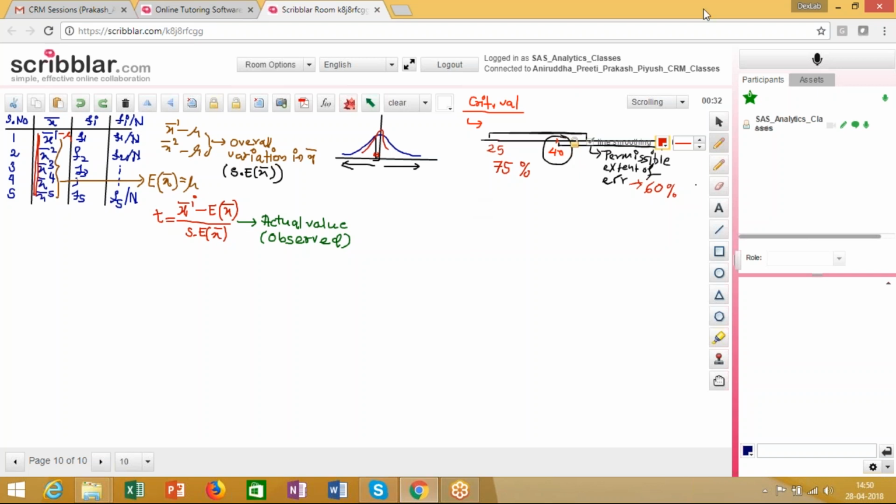However, if I had obtained 55 instead of 25, the permissible error was 60%, but the actual error committed was 45%. Therefore, the actual error is lower than the permissible error. Hence, you see that I have passed the test.